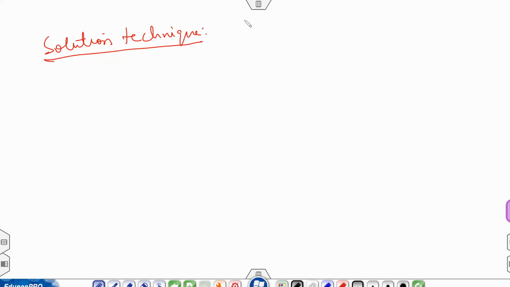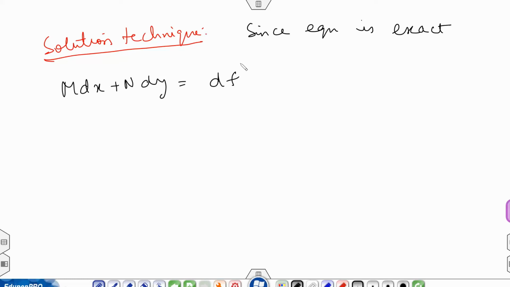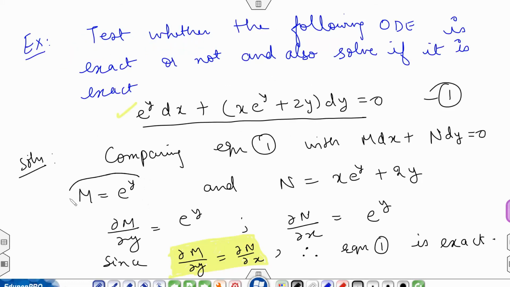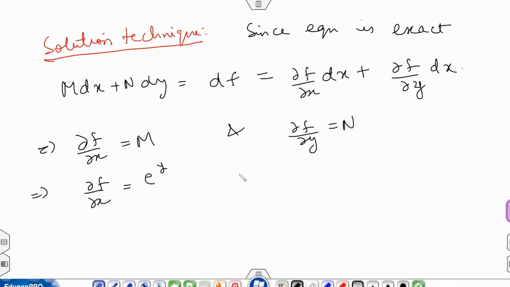Now since the equation is exact, you know that you will get a function f that is equal to this, and this will be equal to this. So this implies that del f by del x is equal to M, and del f by del y is equal to N. And what does this give you? Del f by del x is equal to e to the power y, because you have seen that your M is e to the power y. And what will be the value of del f by del y? It will be x e to the power y plus 2y.